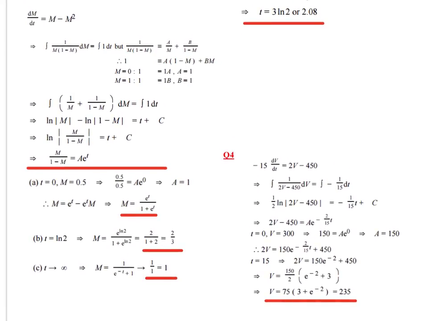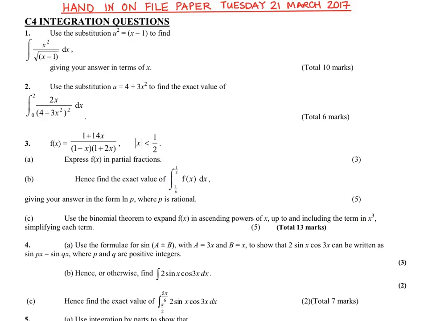Right, so that's completely finished integration, and what I would like you to do for homework are these C4 questions, and as you can see, if you can hand these in on Tuesday, then that's us completely finished, and then next week we will do some exam practice, exam papers, and you should now be revising for your mock exams for the week commencing the 27th of March.